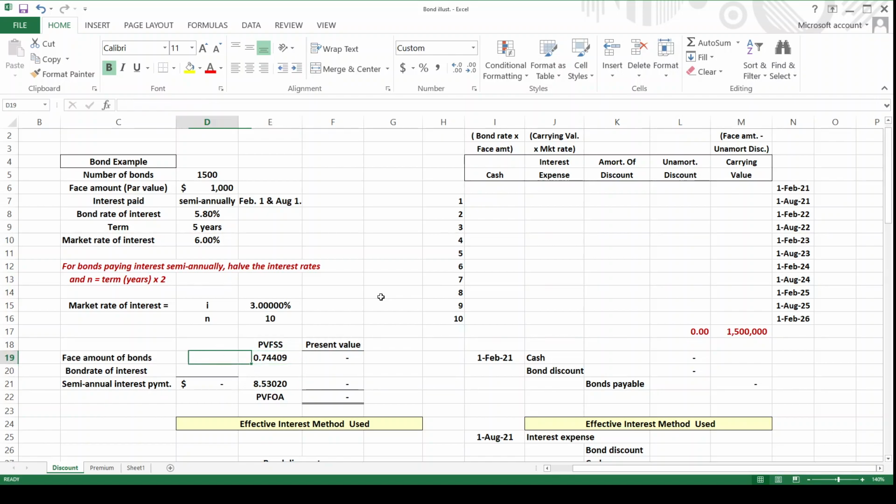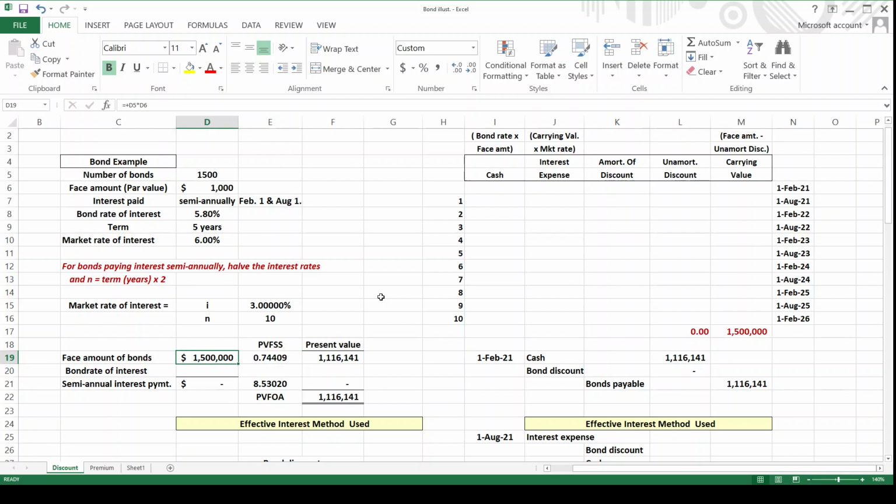Okay, so what's this number going to be? What's the face amount of the bonds? That's going to be 1,500 times 1,000, which is 1.5 million. Now, what's 1.5 million 10 periods from now at 3%? 1.5 million is 1,116,000 and change.